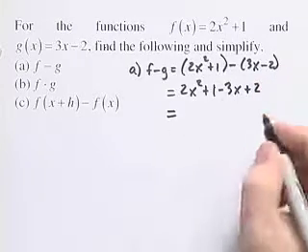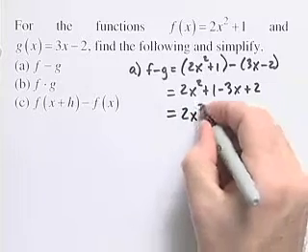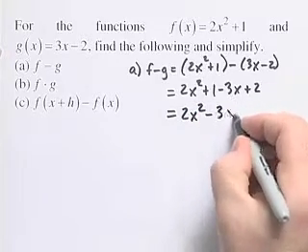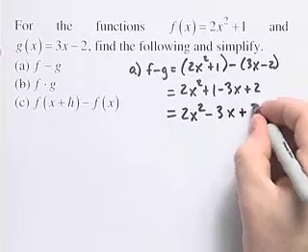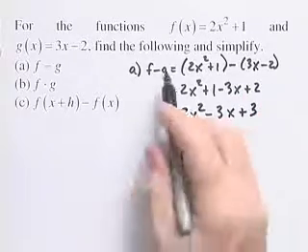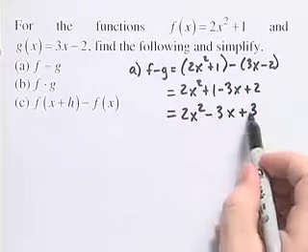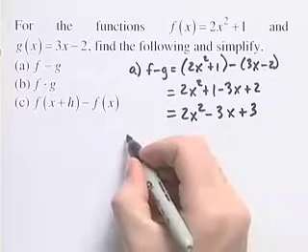And we can simplify by collecting like terms. We'll have 2x² − 3x, and then 1 plus 2 gives us plus 3. So f minus g is equal to 2x² − 3x + 3.